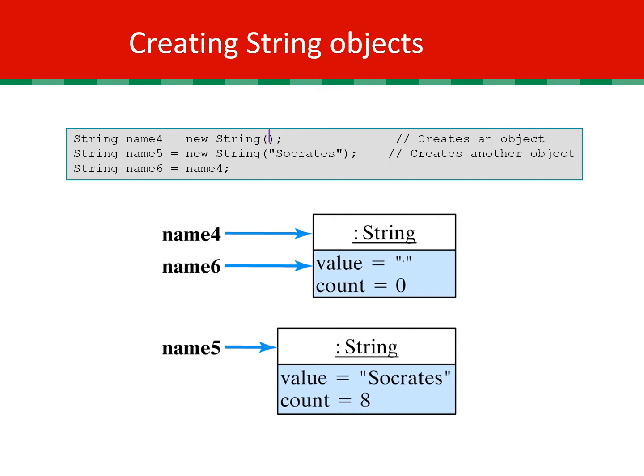And then the third line says string name 6 equal to name 4. So what happened is it is having an address, or its reference, it is referencing the same object that name 4 is referencing. Okay, so these 3 lines of code, this is how you can visualize what happened in the computer.